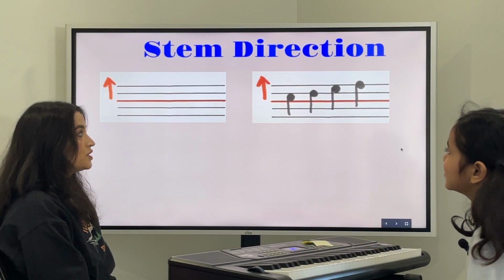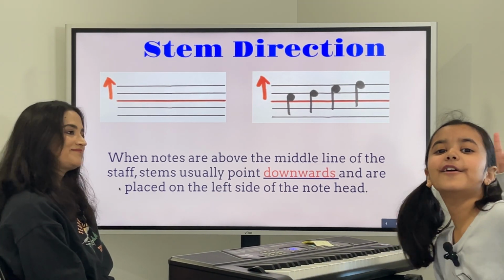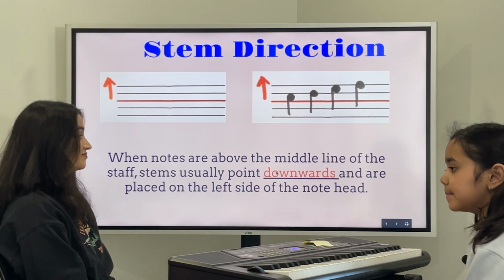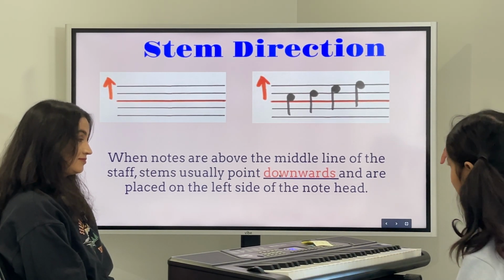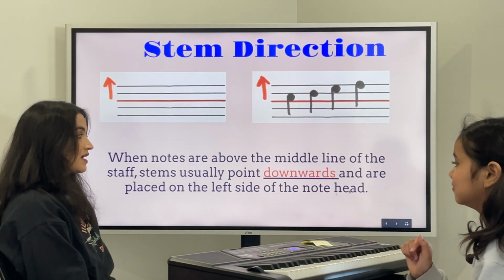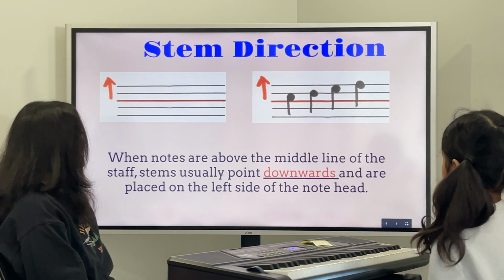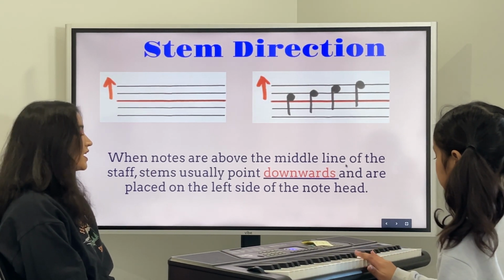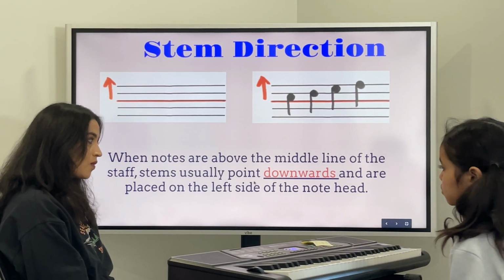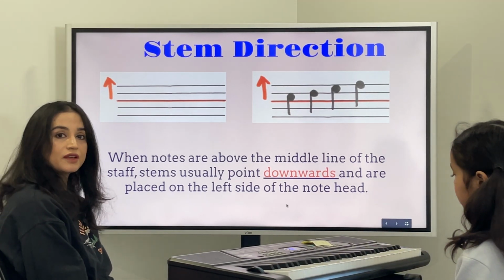Okay, so what will we do when it's above the middle line? I know. When it's above the middle line, then you point it downwards, and placed on the left side. So when notes are above the middle line of the staff, stems usually point downwards and are placed on the left side of the note head.